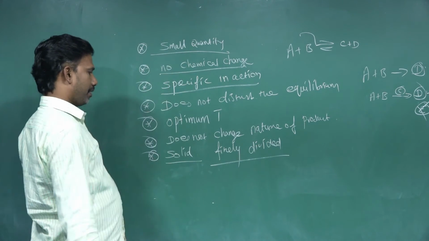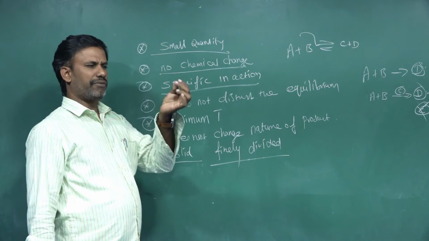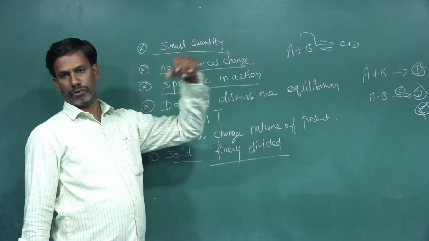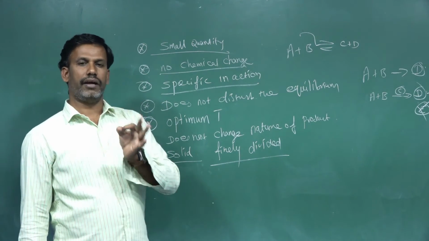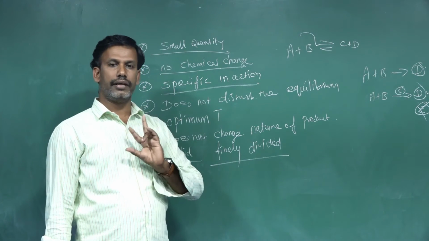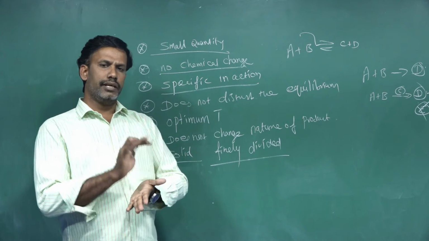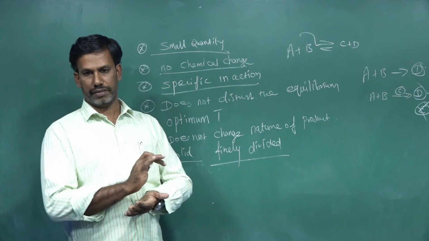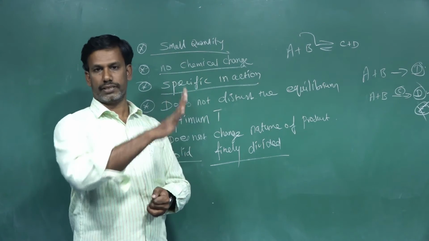So, for example, nickel. If you make it into finely small pieces, powdered form, then the action will be more. If a solid catalyst is used, then it should be finely divided into small pieces. Why, sir? When you make it into very small pieces, the active centers are more. According to surface chemistry, the active center is very important. So more active centers, more reactions possible.